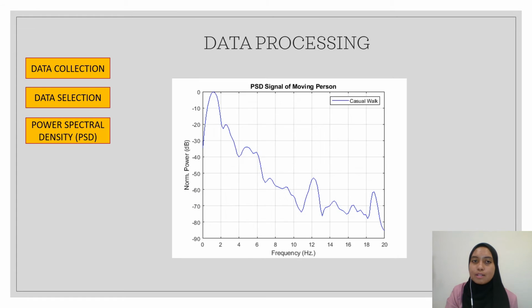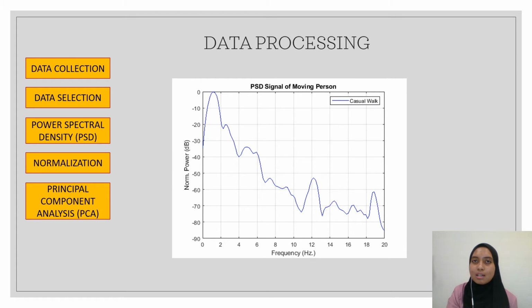Next, fast Fourier transform will convert data in time domain into frequency domain. Next, the power spectral density (PSD) will process all the data in the form of power frequency. Next, all the data will undergo normalization process before it can be classified into their own cluster by using principal component analysis (PCA).